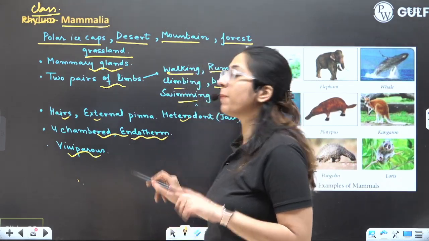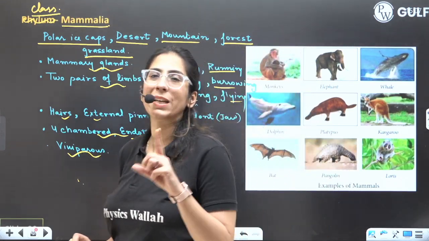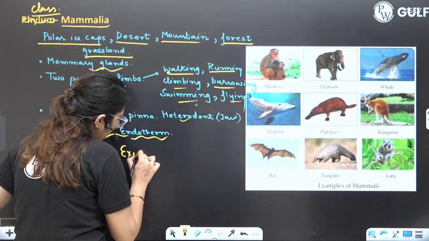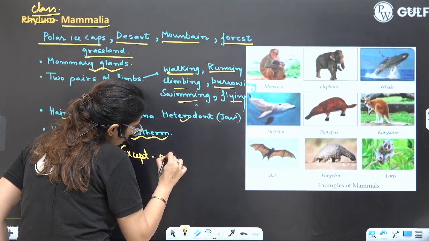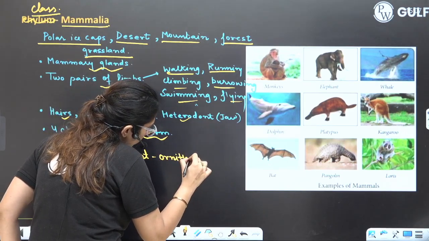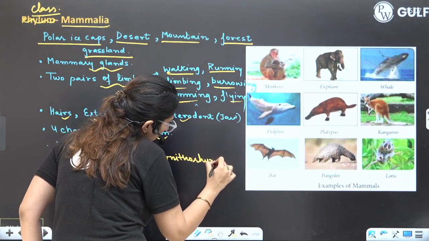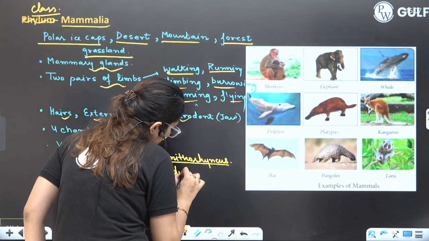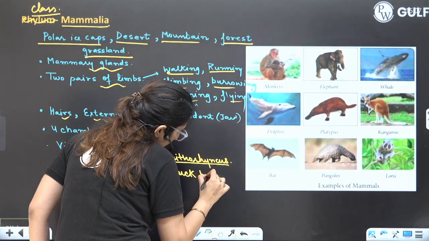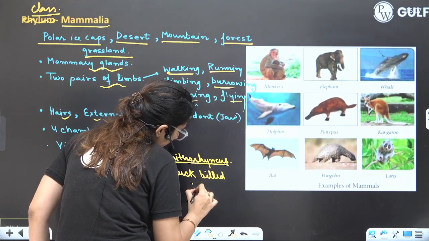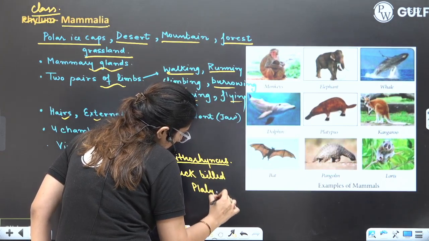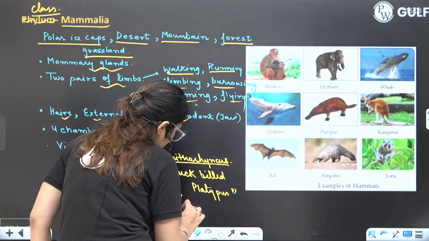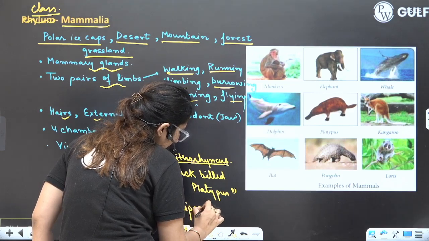They are viviparous, but we have an exception also, that is Ornithorhynchus, the duck-billed platypus. These are oviparous. That means they lay eggs.